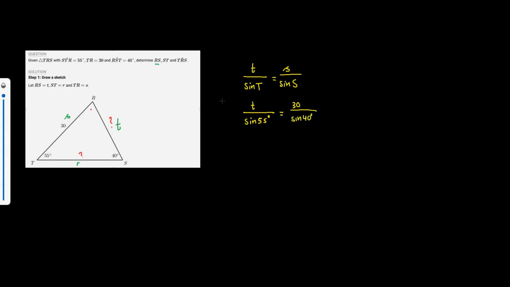Now what we need to do is find the size of t, so we need to get rid of this denominator. So how do I get rid of the denominator? The opposite of division is multiplication. I need to multiply both sides by sine 55 degrees.